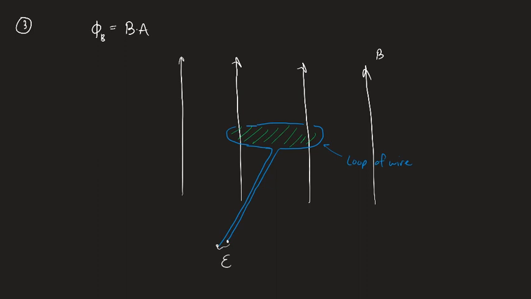What if, instead, I could take this loop and rotate it so that it looks a little bit like this?